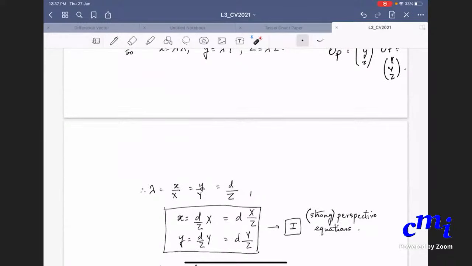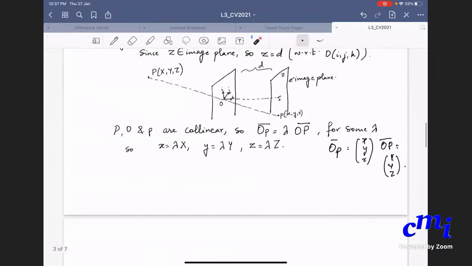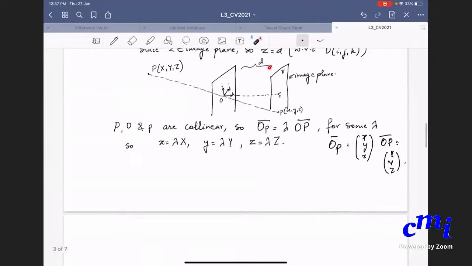But sometimes there are situations when this distance d is very small. Of course, in real life this distance d is very small because this entire setting is within your camera. This image plane is nothing but your sensor. This is nothing but the center of the camera lens. So this distance is really small if you're thinking about taking pictures with a camera. And this distance can be huge.